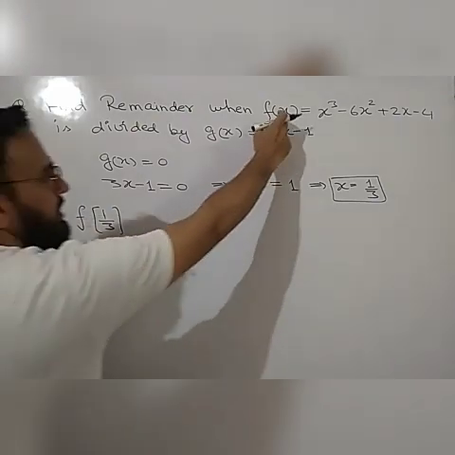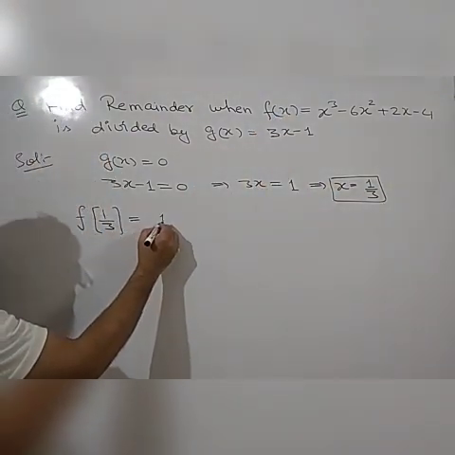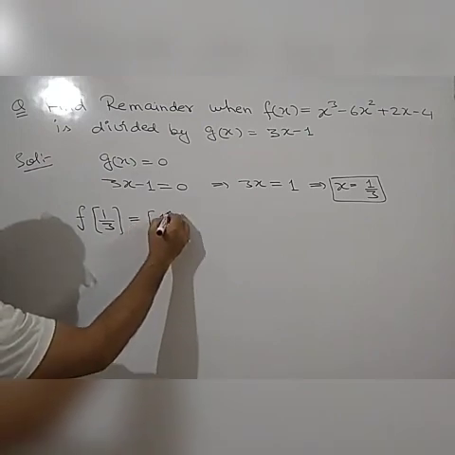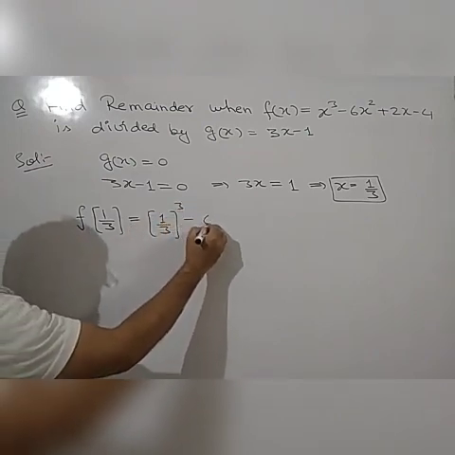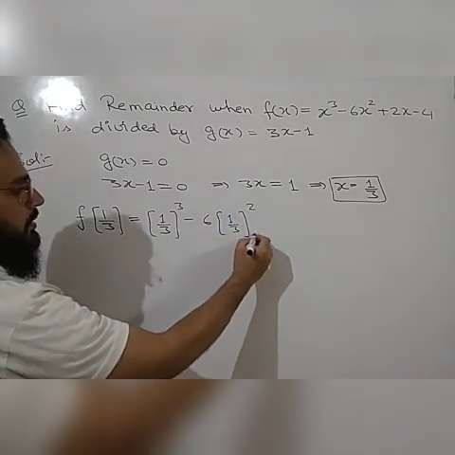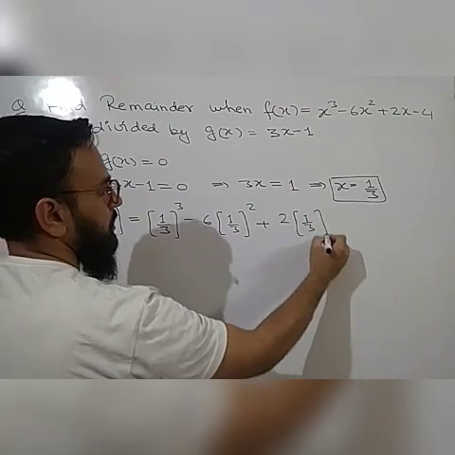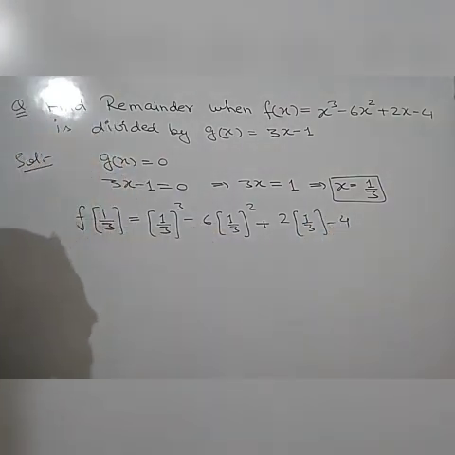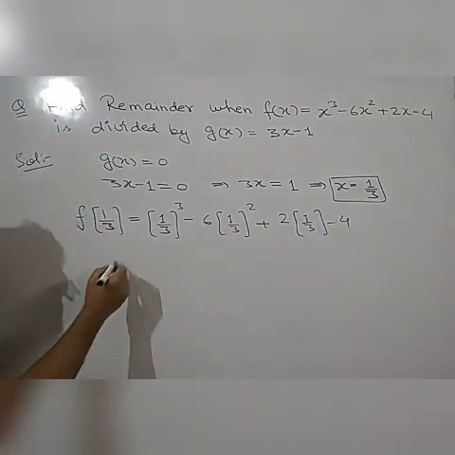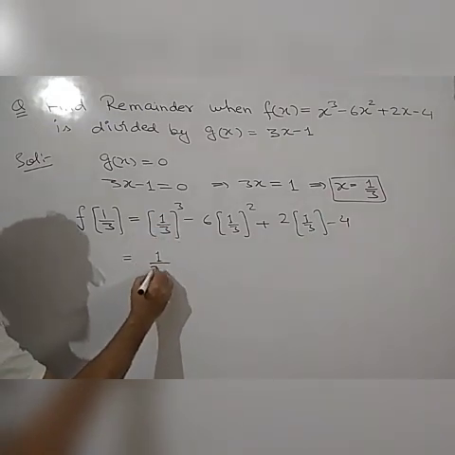At the place of x, we will put 1 by 3. So f of 1 by 3 will be equal to (1 upon 3) whole cube minus 6 into (1 upon 3) square plus 2 into 1 upon 3 minus 4. Now we have to solve this term. So (1 upon 3) whole cube will be 1 upon 27.